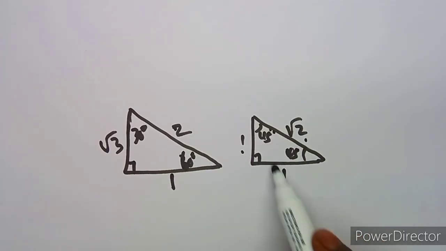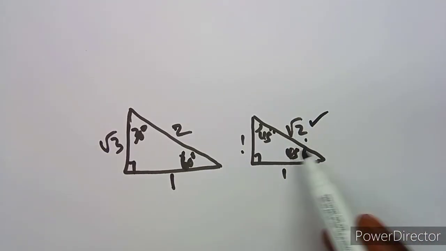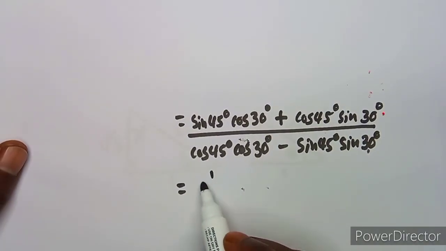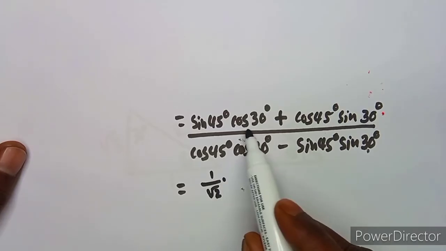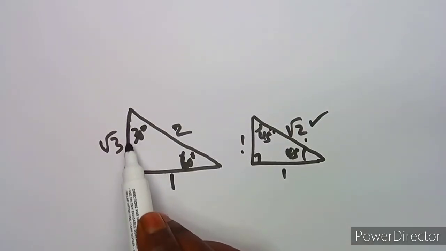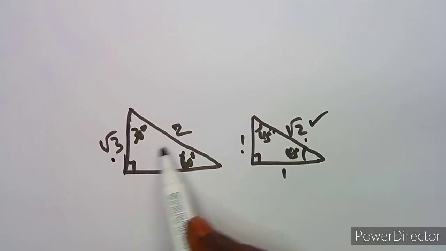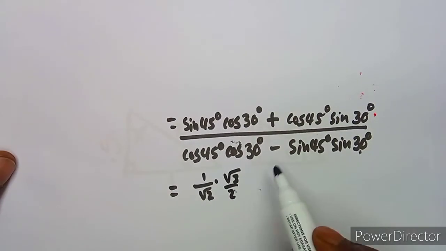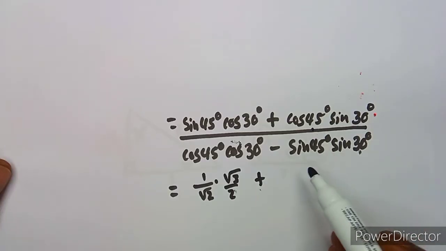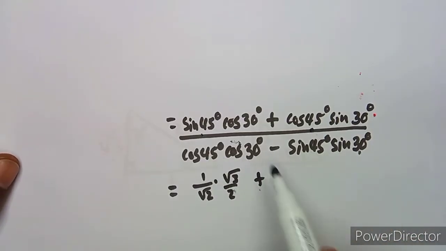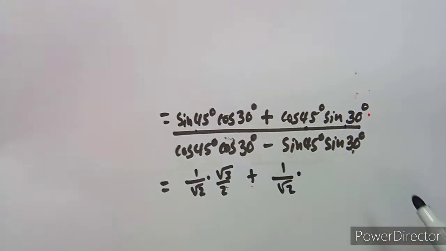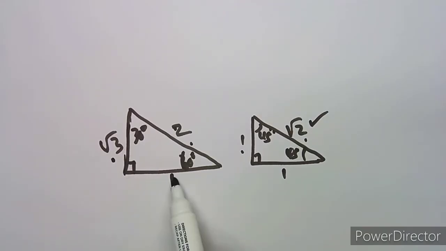If this is this one or this one, still it's the same answer, opposite over hypotenuse, which is 1 over square root of 2. So we are going to have 1 over square root of 2 times cos 30, which is adjacent over hypotenuse, square root of 3 over 2. So it's going to be square root of 3 over 2 plus cos 45. Remember, cos 45 and sine 45 are the same, which is 1 over square root of 2 times sine 30. Sine 30, that is opposite according to 30 over hypotenuse.